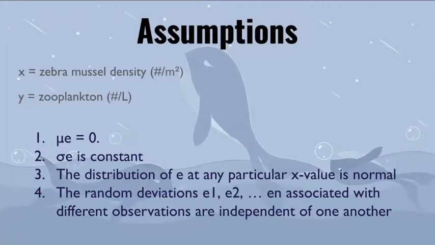The basic assumptions of the simple linear regression model are as follows. The distribution of E at any particular x value has a mean value of 0. The standard deviation of E is the same for any particular value of x. This standard deviation is denoted by sigma. The distribution of E at any particular x value is normal. And lastly, the random deviations E1, E2, and so on, associated with different observations are independent of one another.